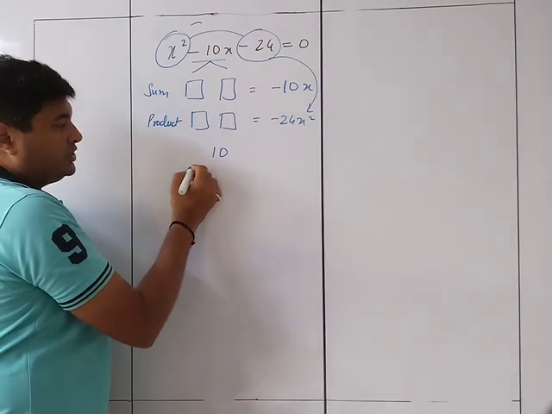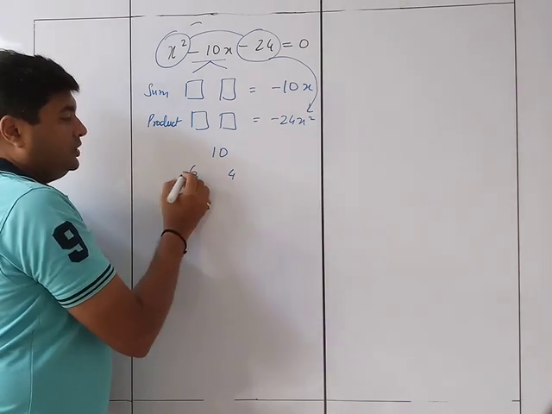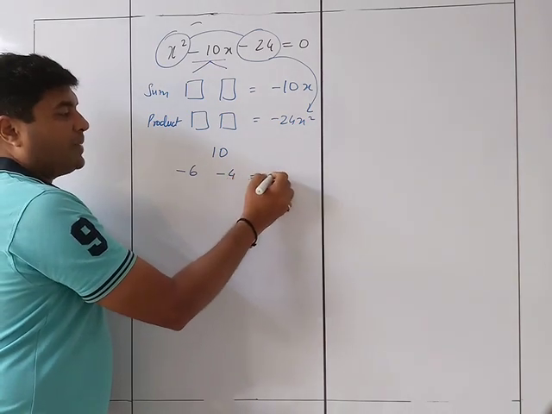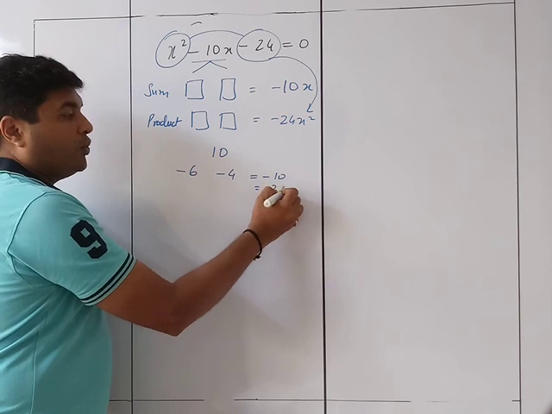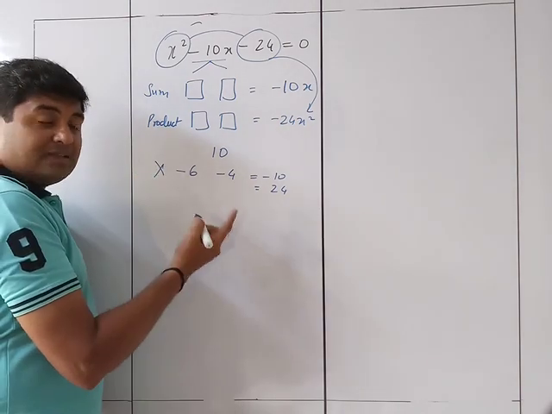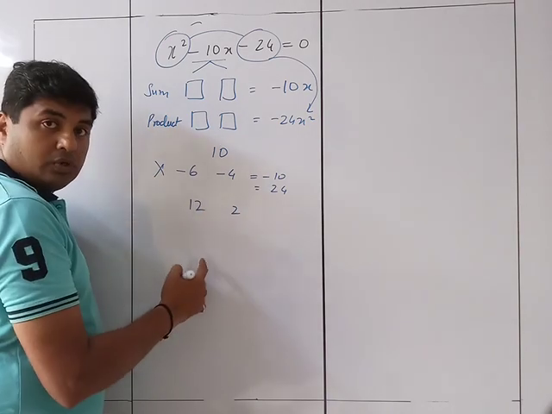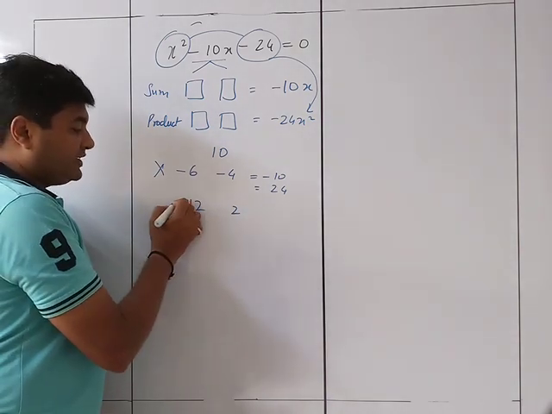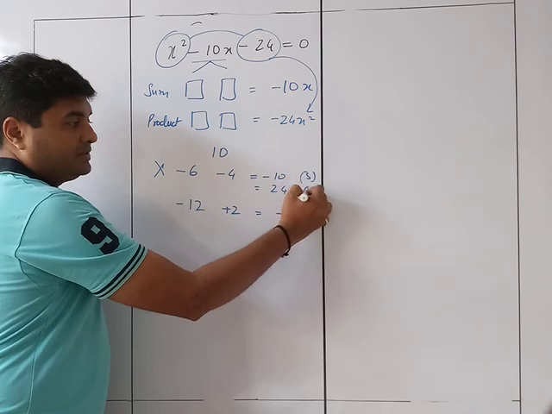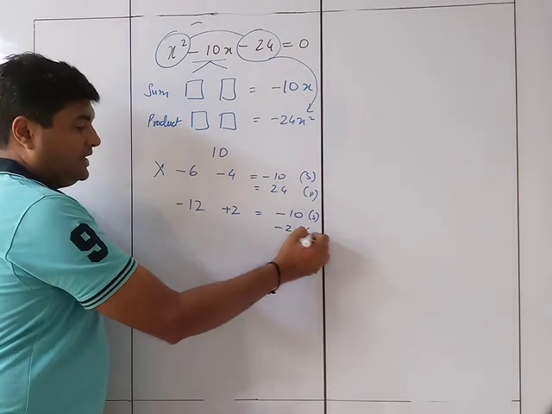If I take one option, I'll take 6 and 4. I know that 6 plus 4 is 10. So if I take minus 6 and minus 4, definitely the addition is equal to minus 10, but the multiplication will be 24 and not minus 24. So that's why this is wrong. Hence, I will need to take another factor. The other factor could be 12 and 2. So if this is minus 12 and this is plus 2, I'll get the addition to be minus 10. This is the sum and this is the product. The sum is minus 10, and the product is minus 24. So this is the correct option.